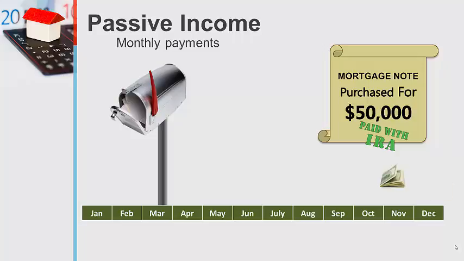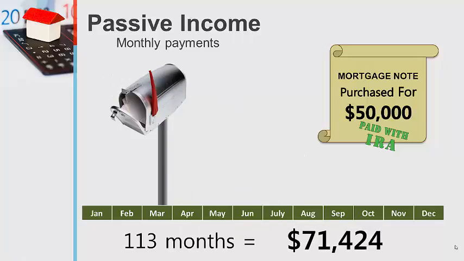However, you will make a nice consistent return, as you can see from this $50,000 investment. You would have made $71,424. So the reason for this presentation is that we truly believe that diversification is an important hedge against impending market meltdowns, and through note investing, you can truly protect your hard-earned money and build wealth.